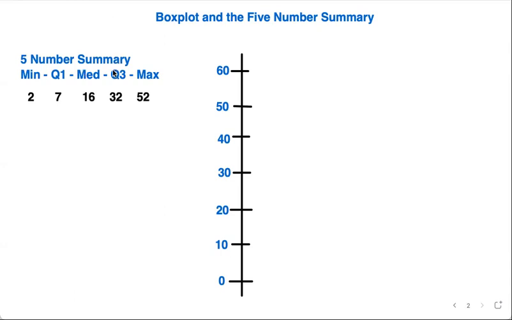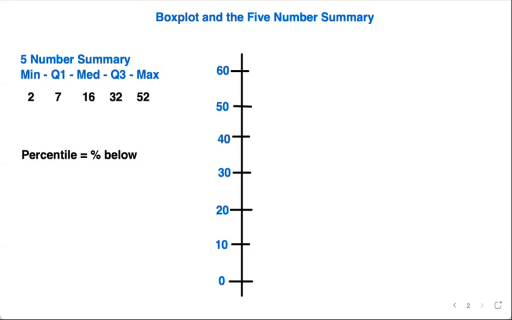Q3, the third quartile, also known as the upper quartile. 75% below, 25% above, and is also known as the 75th percentile. And you've heard me say percentile a few times now. Percentile means the percent below. And then the maximum is the largest value.